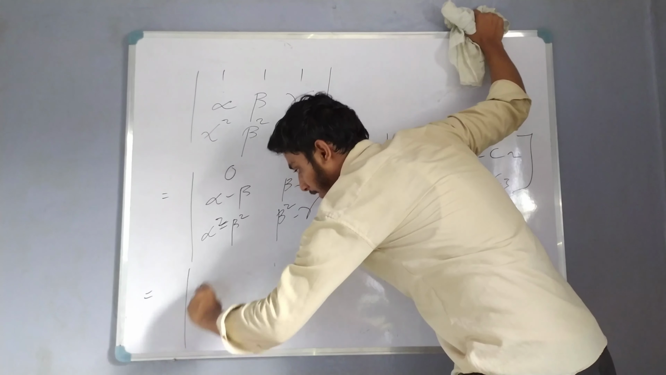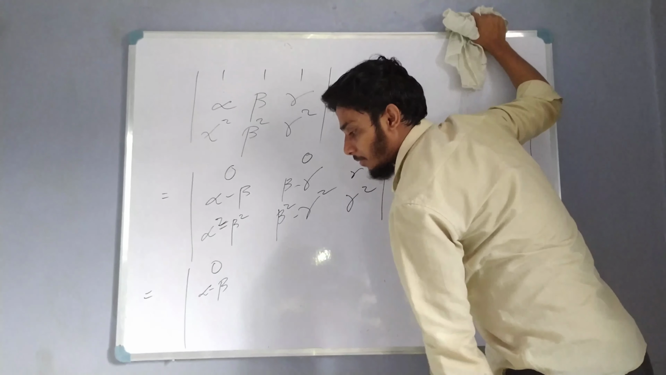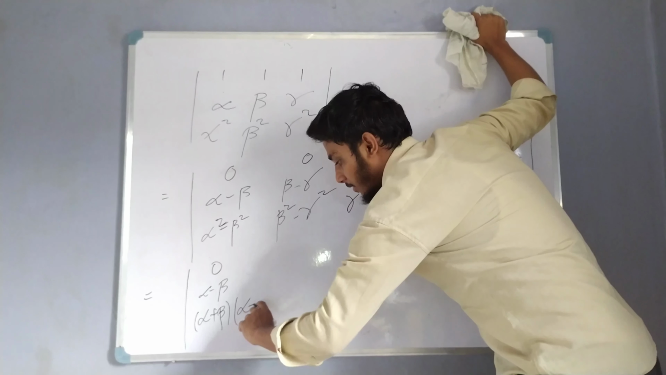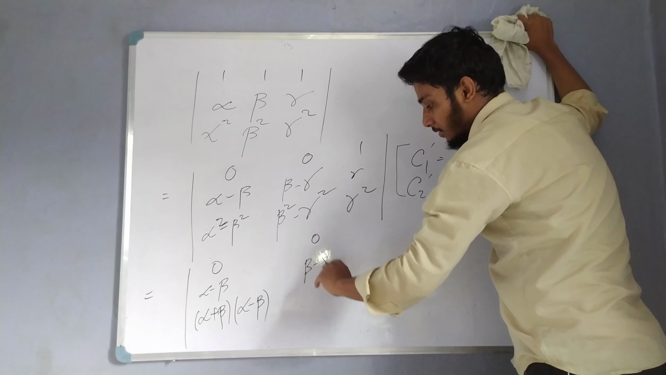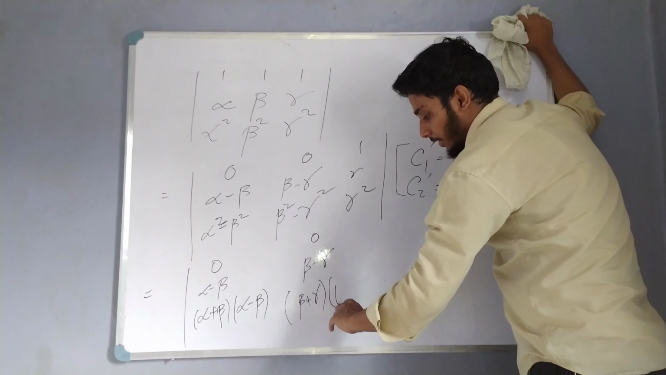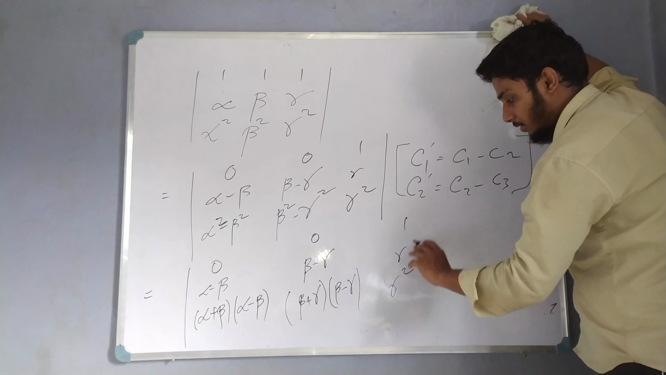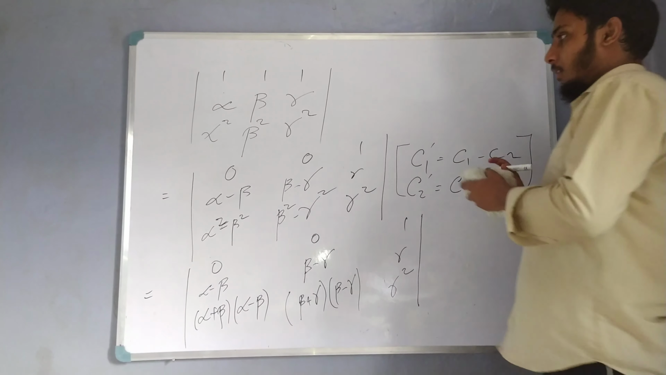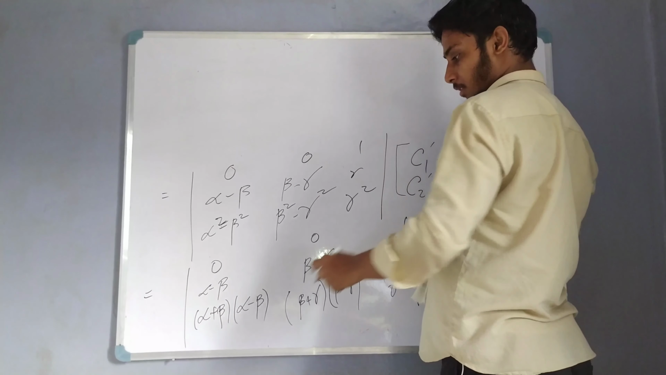Now it is 0, it is alpha minus beta, and this is alpha square minus beta square. If you apply the formula, it will be alpha plus beta and alpha minus beta. It will be 0, beta minus gamma, and again by the same formula it will be beta plus gamma and beta minus gamma. It will be 1 gamma and gamma square. So you have to write by pausing the video.